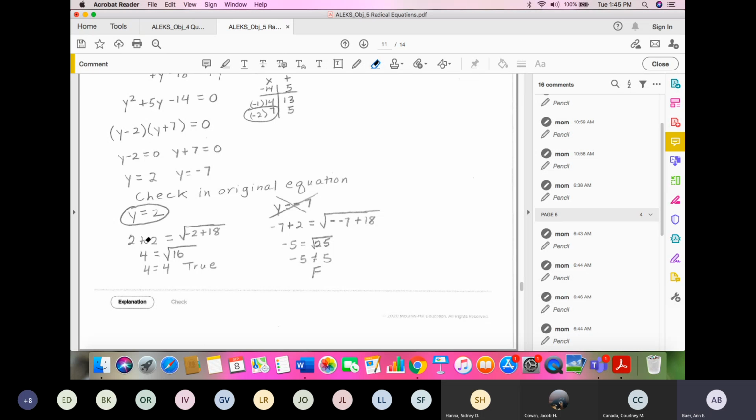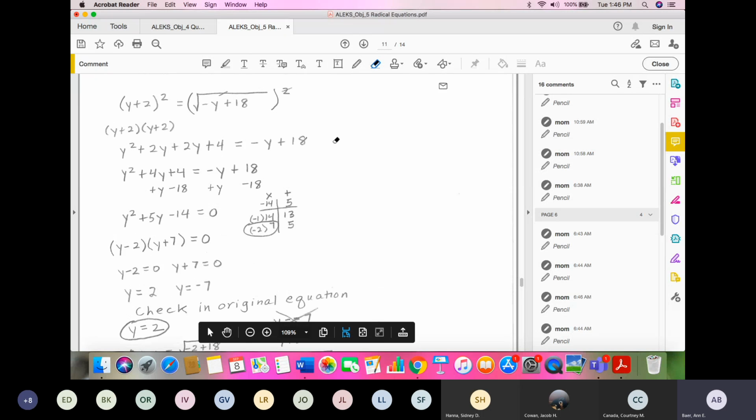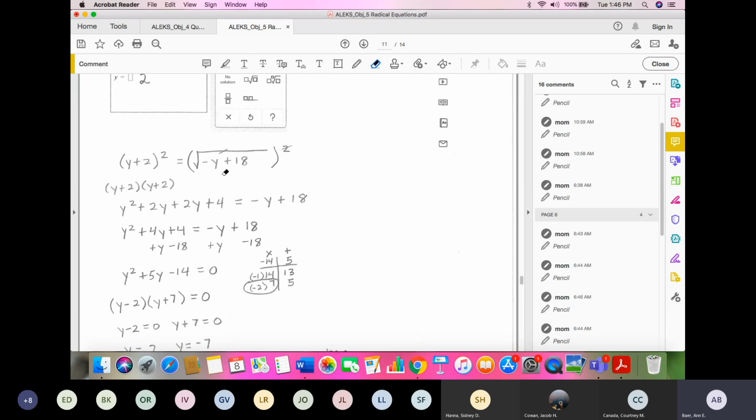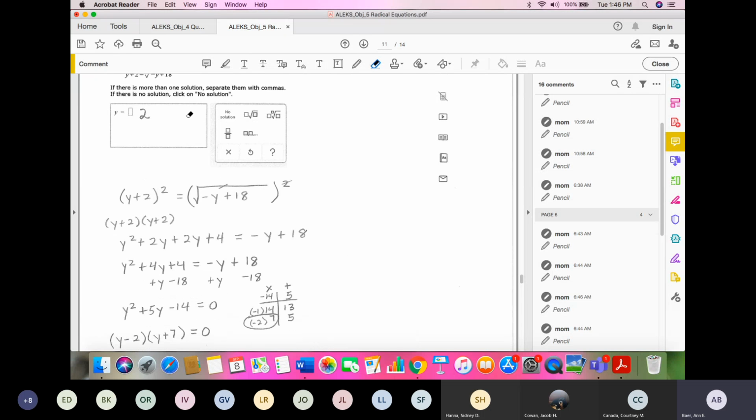When we check y equals 2, we have a y in the original equation, so I put in 2 plus 2 gives us 4 equals. We have the square root of a negative. Then there's a y, but y is 2, so that goes in, plus 18. So 2 plus 2 is 4. 18 minus 2 is 16. Square root of 16 is 4. 4 equals 4 is true. So there's only one solution to this problem, and it is y equals 2.